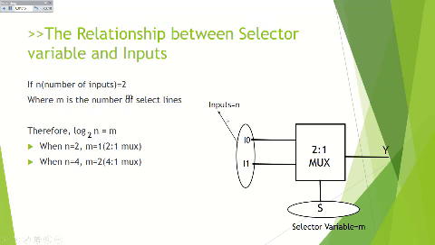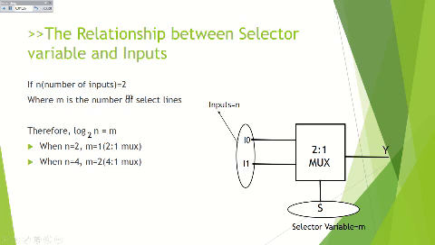So what is n? You count the number of inputs here. The number of inputs here is 2. When n is equal to 2, note that the selector will be 1. So that's why we call it 2 by 1 MUX. So 2 inputs, 1 selector.